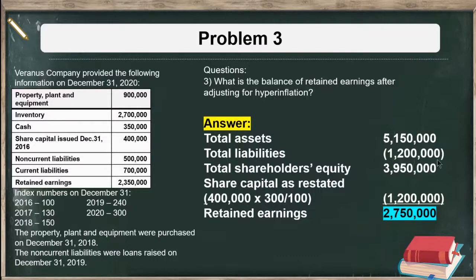Again, there's a line here to get the difference between the total assets and the total liabilities. It doesn't continue from the previous amount. It starts with 3,950,000, which is not added to 5,150,000. This is the difference between total assets and total liabilities, 3,950,000. Then we computed the share capital, so the remainder would be the retained earnings.